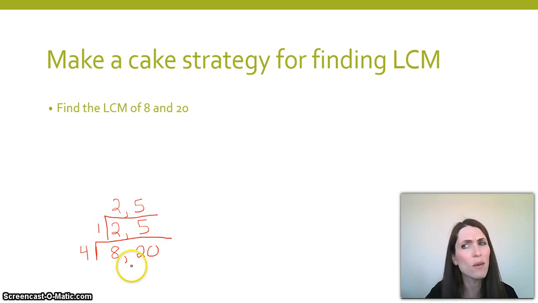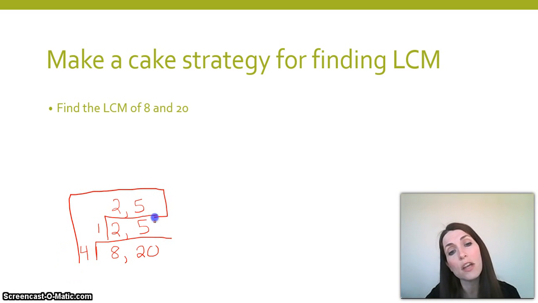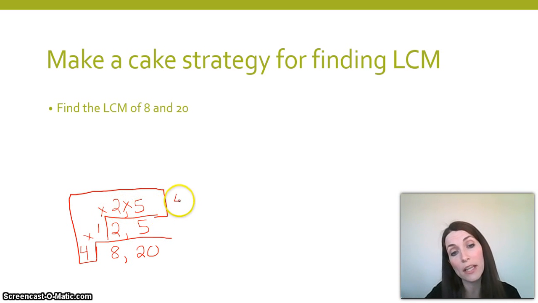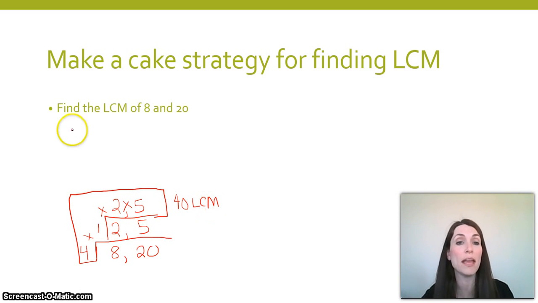But then you might say, how do I find least common multiple with this? Well, since least common multiple starts with an L, I draw an L around the top of my cake. Inside this L, I have the numbers 4, 1, 2, and 5. If I multiply those together, 4 times 1 is 4. 4 times 2 is 8. 8 times 5 is 40. 40 is the least common multiple of both 8 and 20.